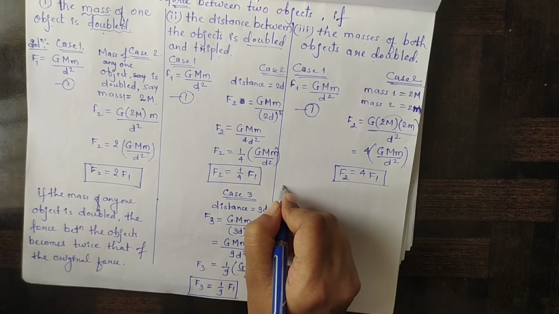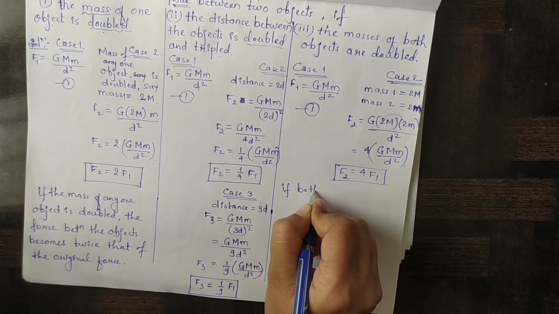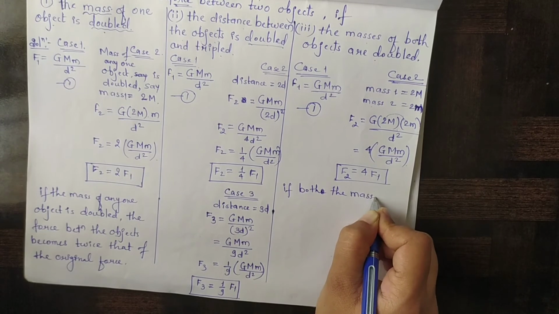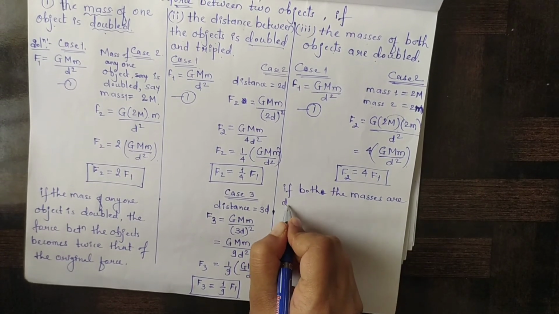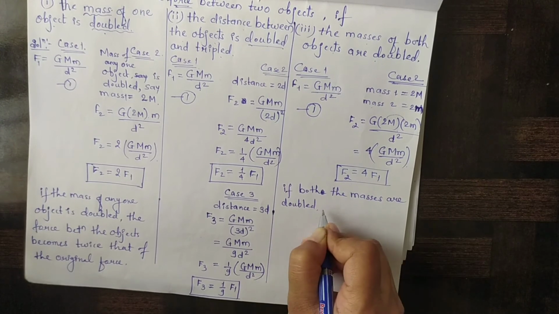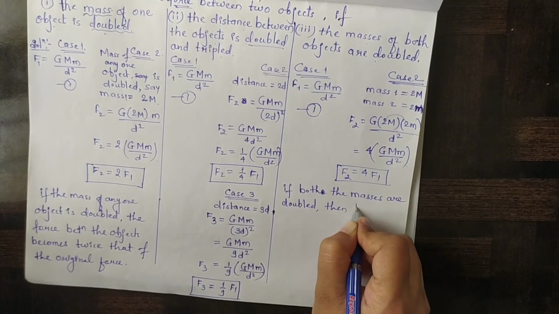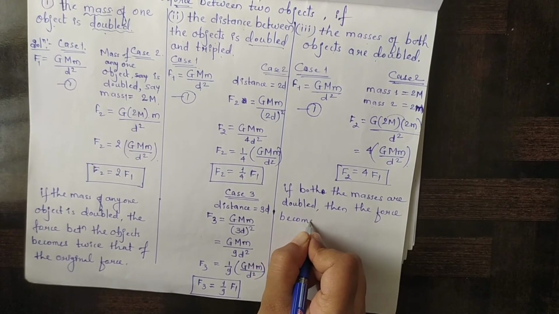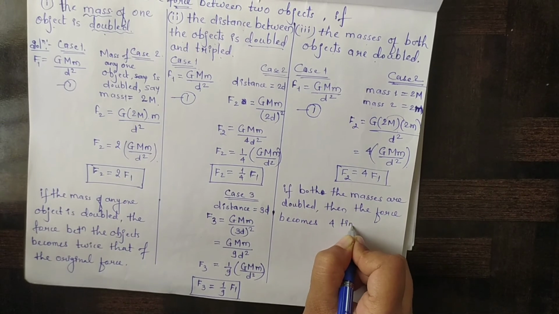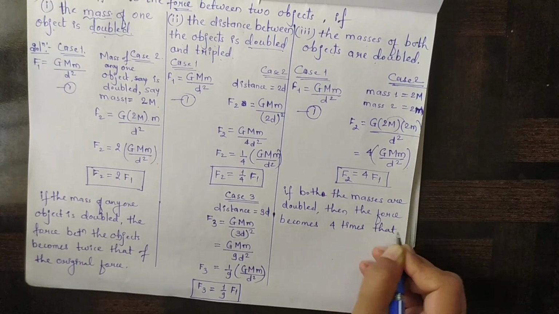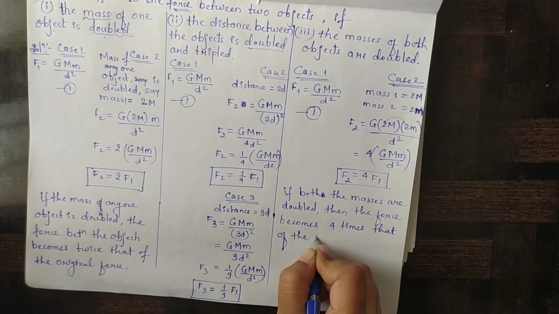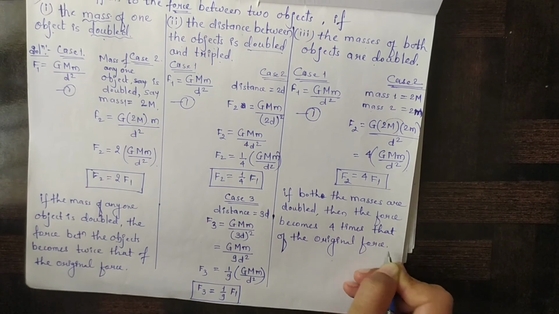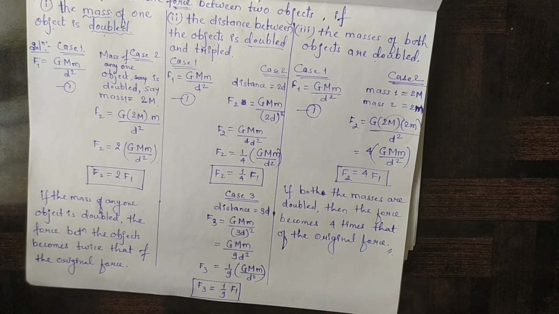So if both the masses are doubled, then the force becomes 4 times that of the original force. Okay, that's it. This is the answer.